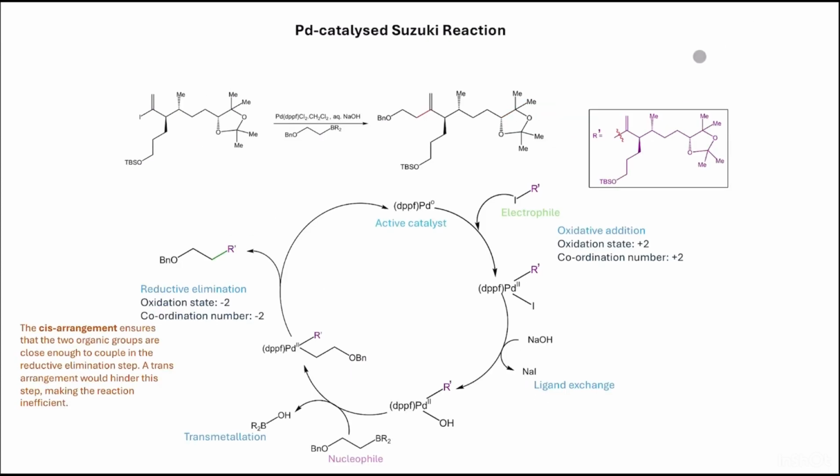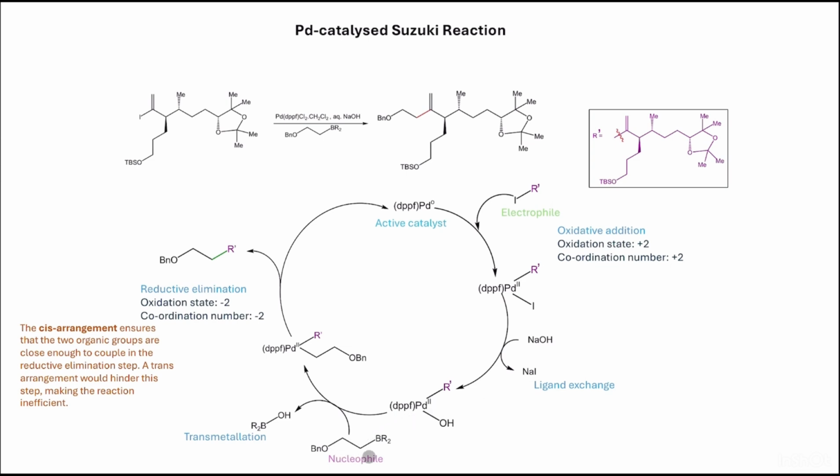For the catalytic cycle, I'm going to refer to R prime group as shown here. The cycle begins when the palladium 0 species reacts with an organic halide, which is acting as an electrophile. The palladium inserts itself into the carbon halide bond, forming a palladium 2 complex. This step is called oxidative addition, and the oxidation state of palladium increases by 2 and the coordination number increases by 2 as well. Next step is ligand exchange, where the iodide ion is replaced by the hydroxide ion. This prepares the palladium complex for the next step by making it more reactive.